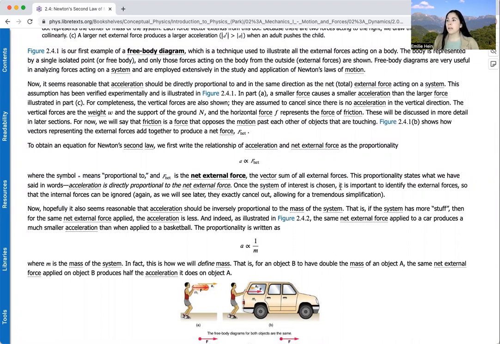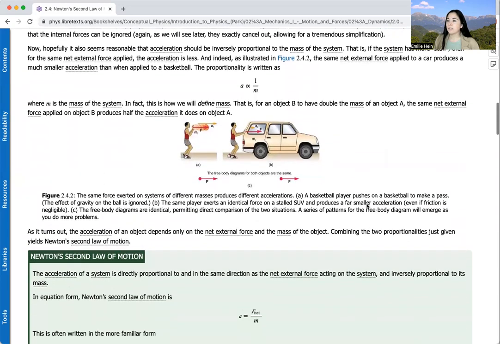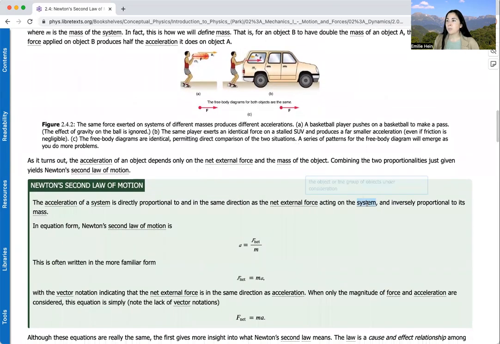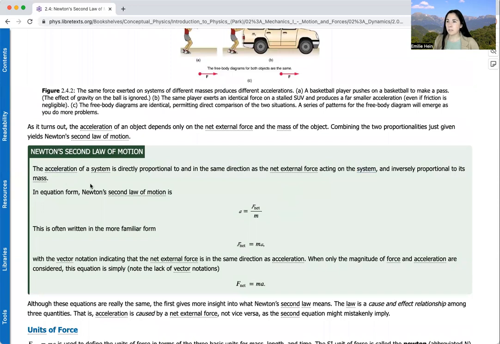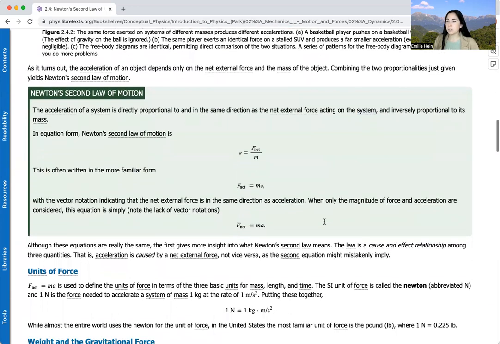And basically you can see that acceleration is going to be, this symbol tells you that it's proportional to the net force. So this is net external force. This will be defined also. It's also inversely proportional to the mass. And so then you end up with a statement of Newton's second law that you can also write out as, F equals mass times acceleration.